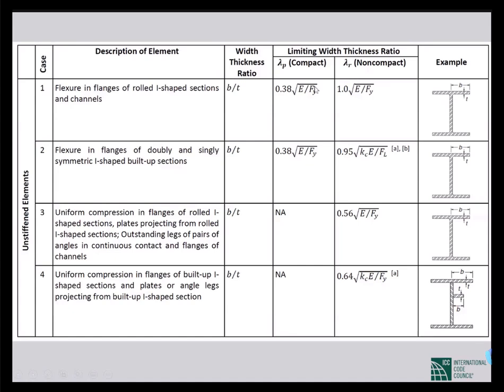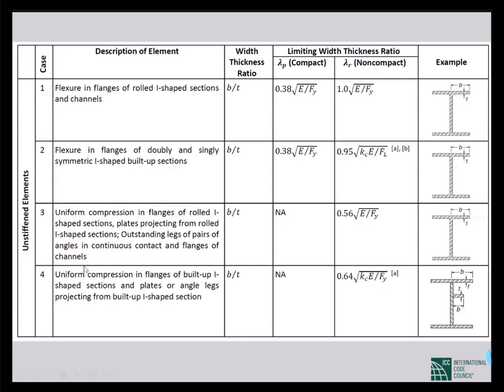Based on these limits, we compare the b by 2t or h by tw, the slenderness ratios, with these limits, and we term a section compact or non-compact. That is, the section is susceptible to local buckling or not. Basically, that is the information we get from these definitions.